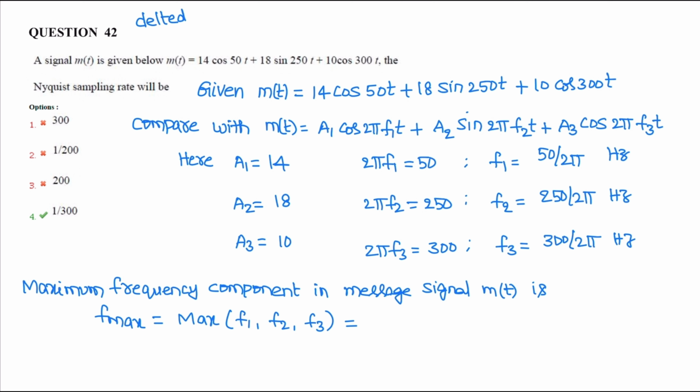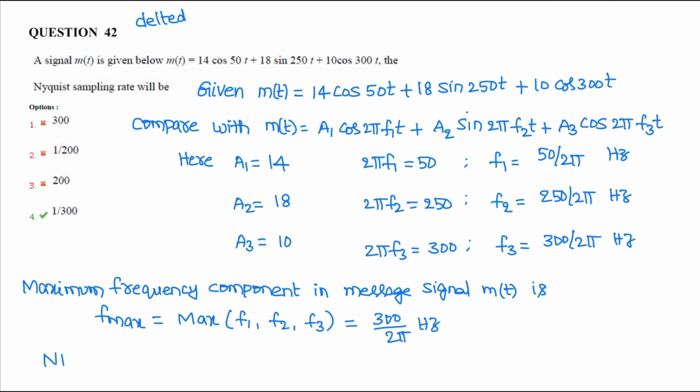Now we need to calculate the sampling rate for the given signal, the Nyquist sampling rate. First, find the maximum frequency component in the given signal. The highest among 50 by 2 pi, 250 by 2 pi and 300 by 2 pi is the maximum of f1, f2 and f3, which is 300 by 2 pi. This is the highest frequency component of the given message signal.